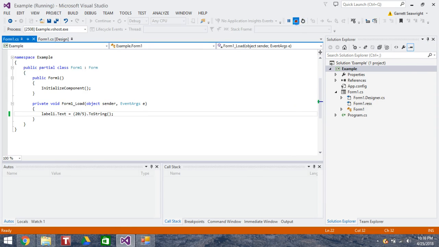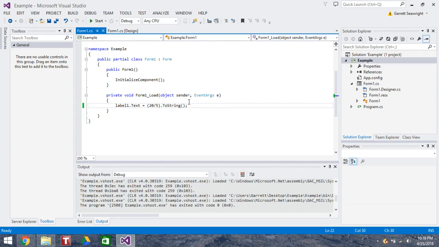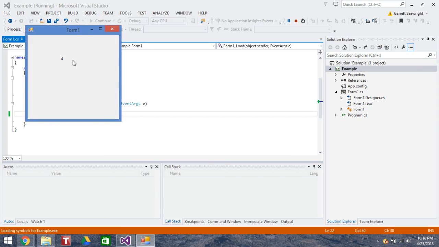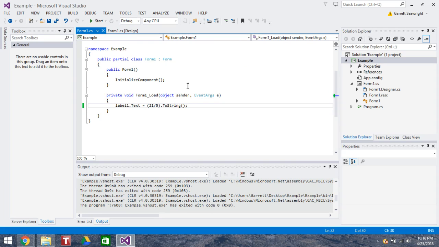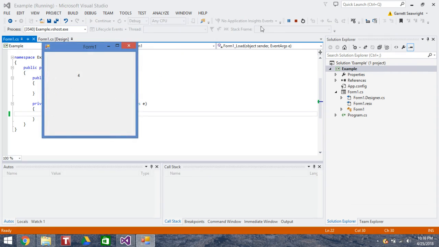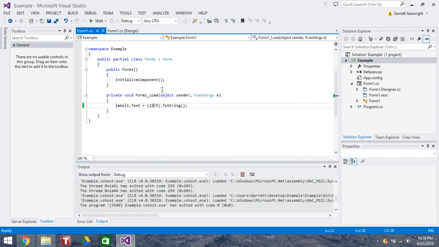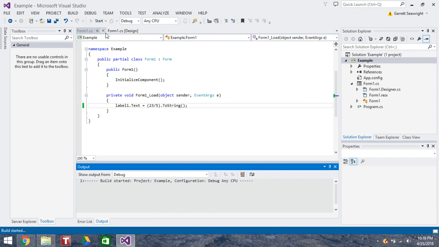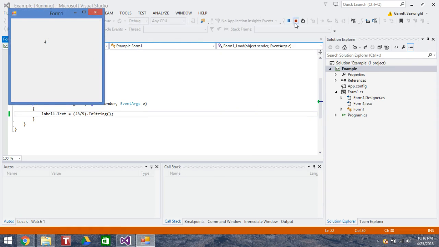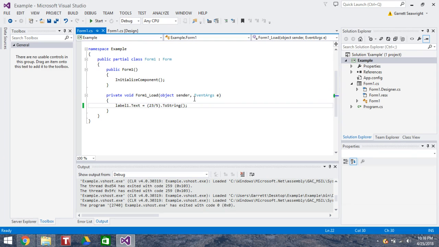Should be 4. Another cool note is if you do 21 divided by 5, it's still going to pop out 4. Why is that? It's because it rounds down to the nearest integer. So if I do 22 divided by 5, it's still going to be 4. If I do 23 divided by 5, it's still going to be 4, and so on and so forth. So basically what it does is it drops the decimal because it simply can't handle that.